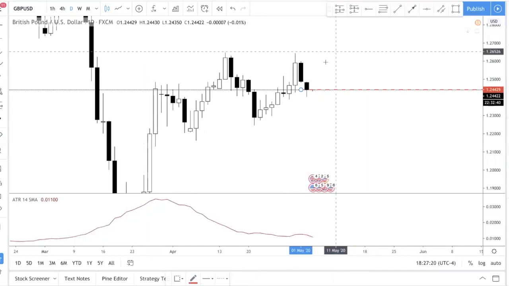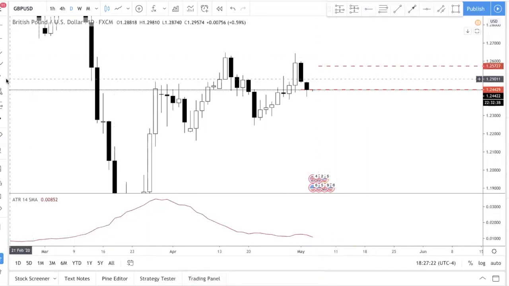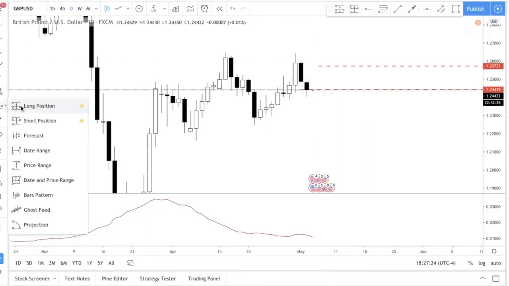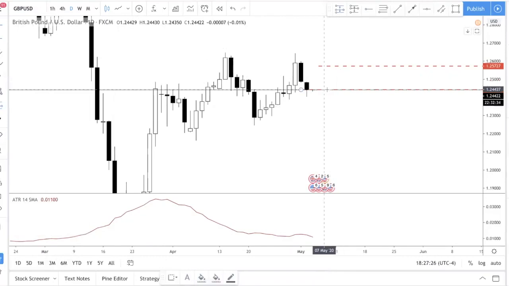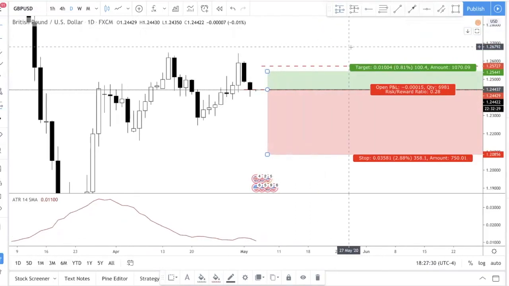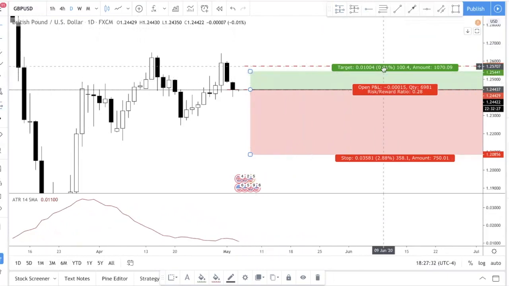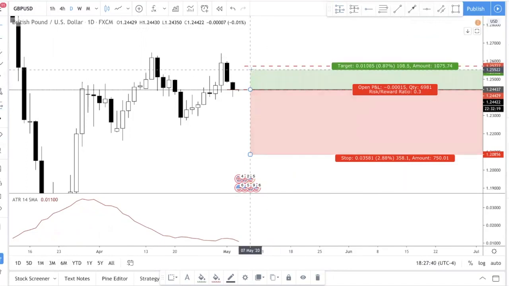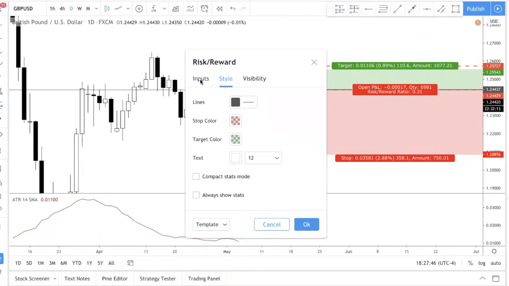Or rather, you can do it this way as well, just to help you calculate it better. So 110 pips up. You can see over here, I'm just trying to measure how much is 110 pips. This is 100.4 pips, and I want 110 pips, so about 42.